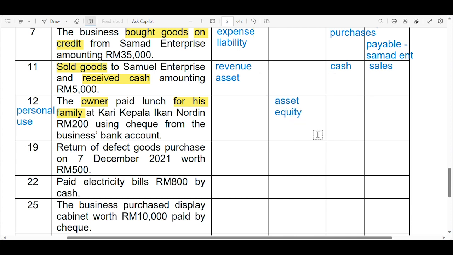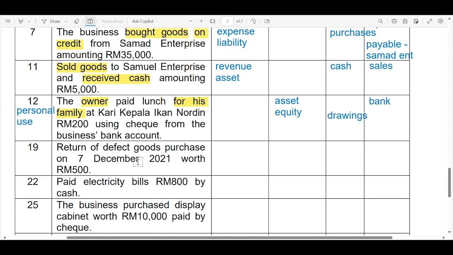For decrease in asset account, you credit asset account. So which asset account to be credited here? The owner took money from the bank using check, so credit bank. In decrease in equity, you debit equity account. So which equity account to record the drawings by the owner? Okay, so drawings.